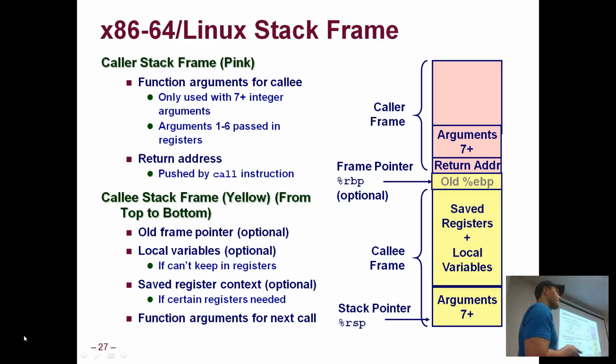Is the arguments there the same arguments? The arguments from the pink section and the arguments from the yellow? No. Okay. So, and then if the yellow one wants to call another function, then again, it has to do an argument build. If there are more than 6 arguments in the call it's going to make, it has to create its own argument build. Otherwise, it has to put those function arguments in registers and then do the call.